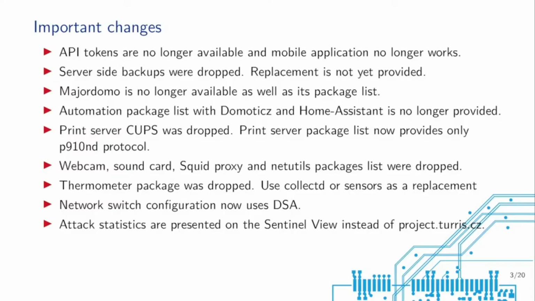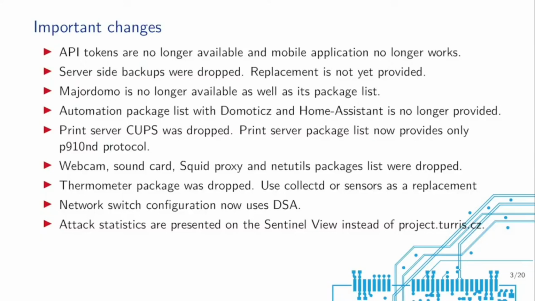Basically, the initial thing that you should know is that the mobile application is obsolete, and with that, the API tokens that were required for it, as well as server-side backups, Majordomo, and home automation packages like Domoticz and Home Assistant. They are no longer maintained by us, by the Turris team, and in some cases it's no longer even possible to install them, and in some cases you have to opt in and install them as an external package.